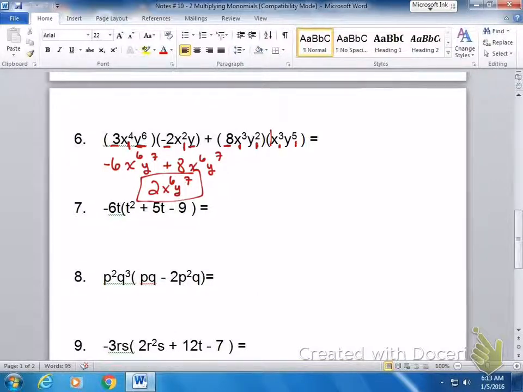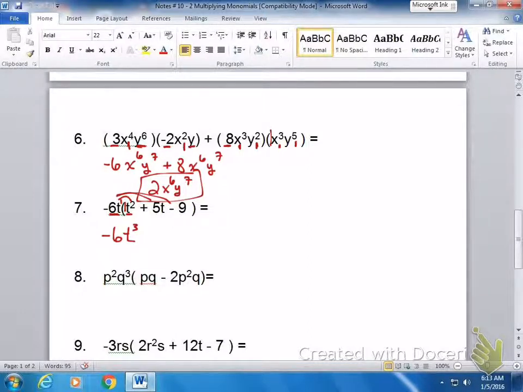Now, number 7 is really just a distribution problem. We're going to have to distribute that negative 6t over our parentheses. So first, I have negative 6t times t squared. So there's really a 1 in front of there. So I have negative 6. That's t to the 1st times t squared. So t to the 3rd.